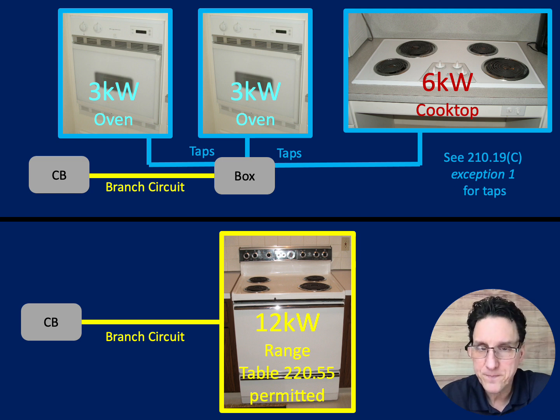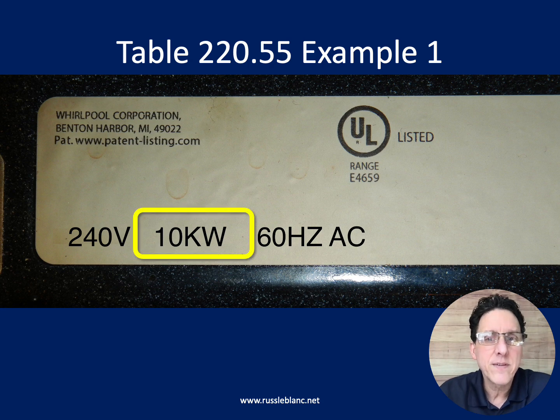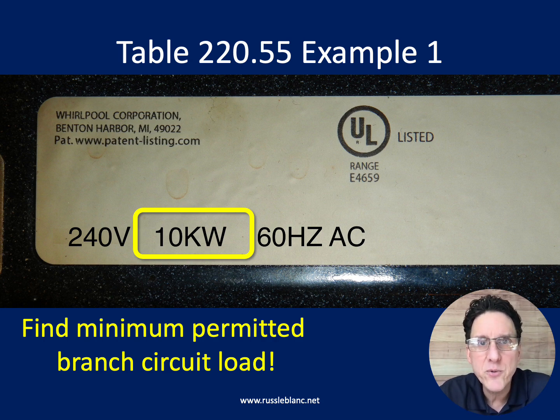That's pretty cool. Okay, let's do some more examples here now. All right, table 220.55. This is example 1. The nameplate here is 10 kW. All right. There's your nameplate there. So try to find the minimum permitted branch circuit load. If you want to pause the video, you can, and try to figure out what you have to do with table 220.55 and figure out what size branch circuit you might need. And then when you're done, you can come back and start, and I'll give you the answer, okay?